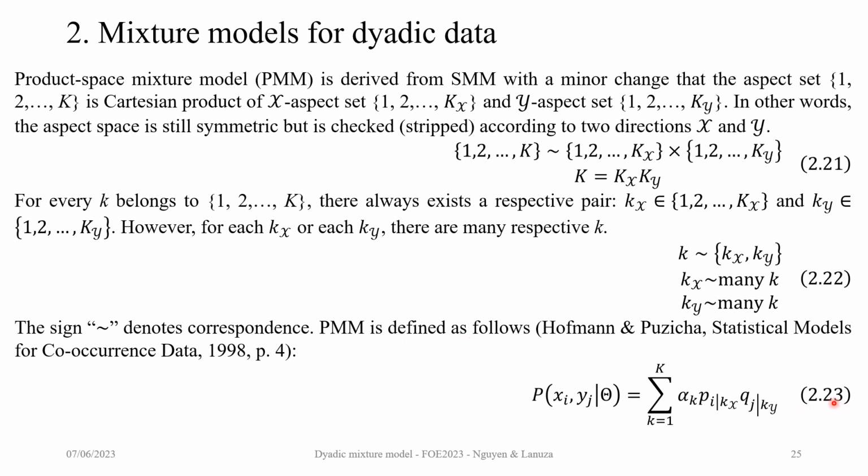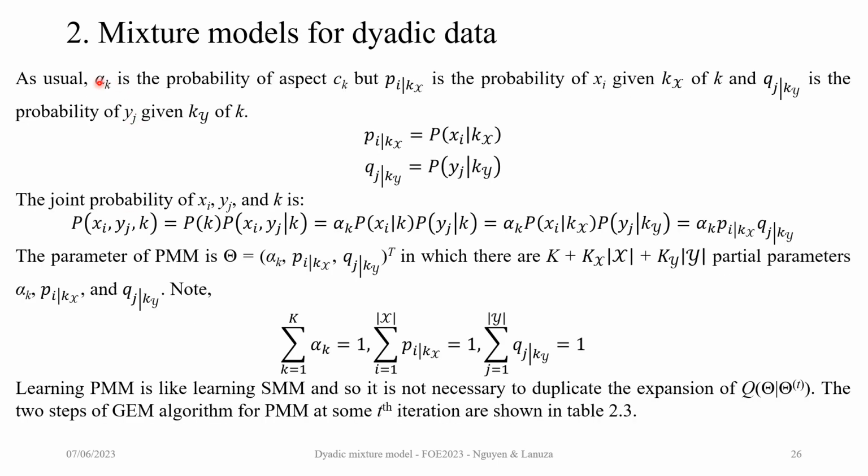PMM is defined by equation 2.23. As usual, alpha k is the probability of a basic case, but pi given Ks, we call that pi Ks, is the probability of si given Ks of k of case, and q j given ky, we call that q j ky, is the probability of yj given ky of case, according to this equation. The joint probability of si, yj, and k is specified here. The parameter of PMM is theta, alpha k, pi Ks, qj Ky, in which there is this number of possible parameters alpha k, pi Ks, and qj Ky, and note that the sum of numbers equals 1.